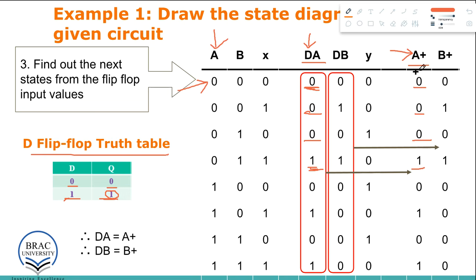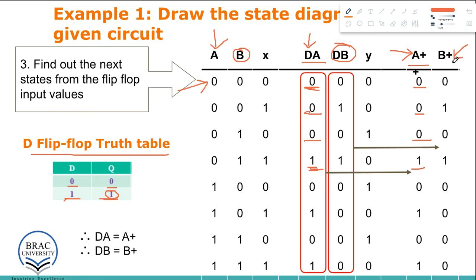Similarly, we can calculate all the values for a plus, and we can do the same thing for b plus, but while calculating b plus we don't need to consider dA and a, we'll only need to consider dB and b.